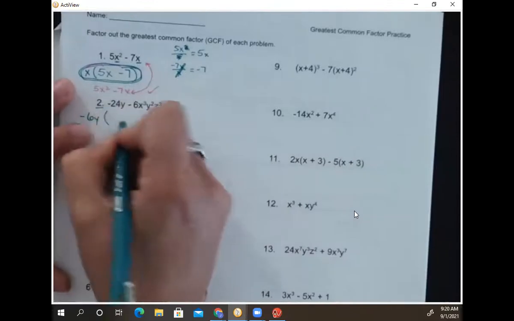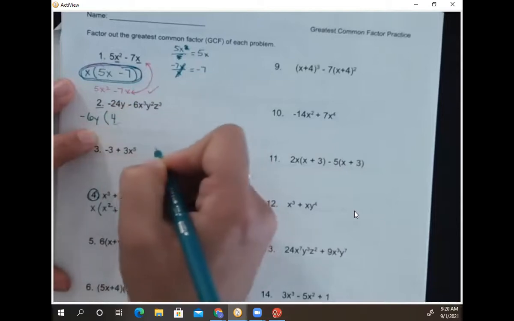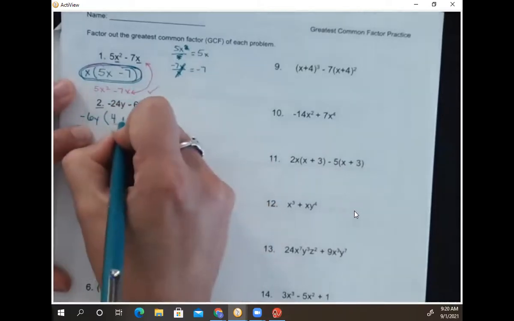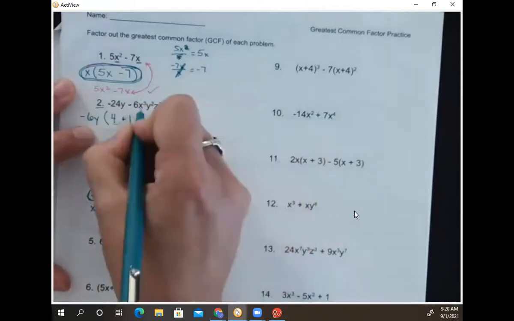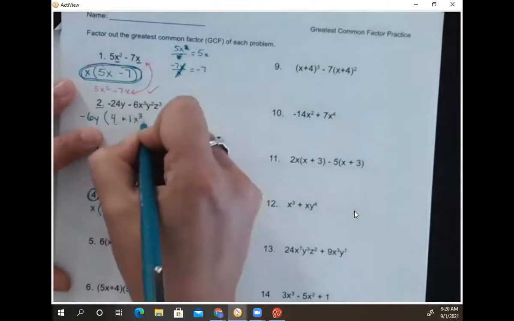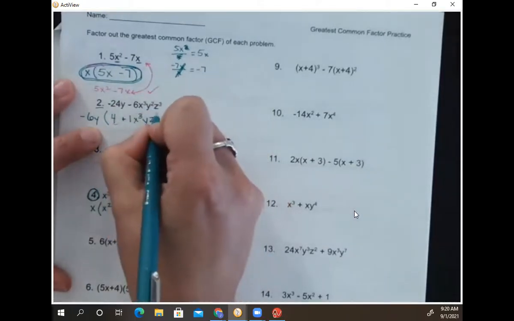Negative 24 divided by negative 6 would be 4, and my y would be gone from this term as well. And then negative 6 divided by negative 6 would be a positive 1. I still have x cubed. Since I'm dividing out a y, I only have y instead of y squared, and I still have z cubed.